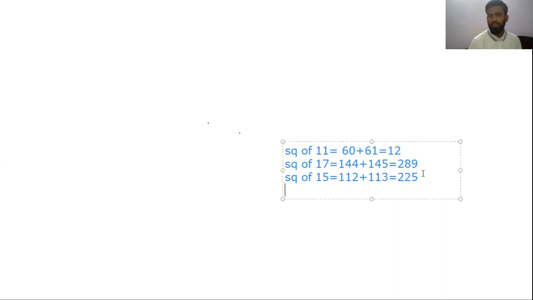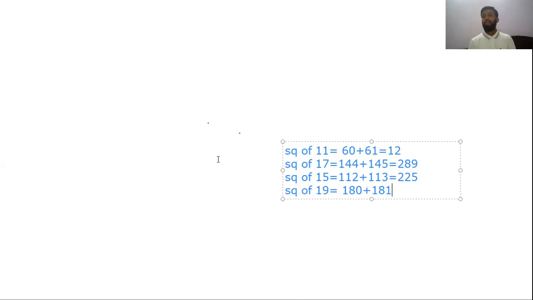For example, if I need to write the square of, let's say, 19 as the sum of two consecutive numbers, what will be the numbers? The first one, 19 square is 361. The first number is (n square minus 1) by 2. So (19 square minus 1) by 2. 19 square is 361, 361 minus 1 is 360, and 360 by 2 is 180. And the second number is going to be very simple. Just add 1. This is 181. So this is the rule. This is the property.